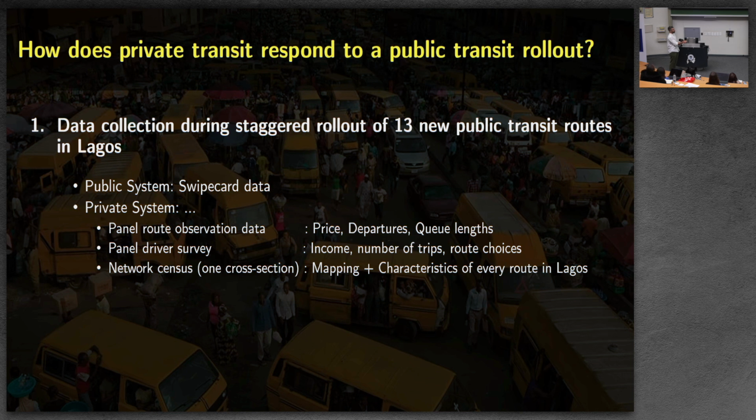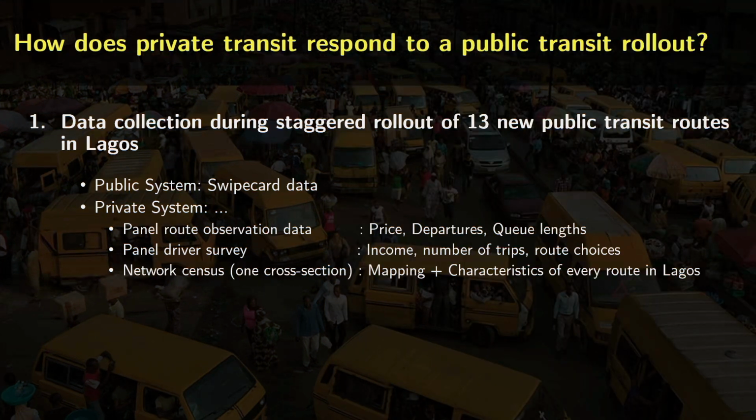We did a route observation survey where we measured prices, departures and queue lengths on around 280 routes over time. And then we also followed a panel of 850 drivers across 5 survey rounds. So we could measure how their income, their number of trips, and their route choices were affected by changing over time as the new public system rolled out.